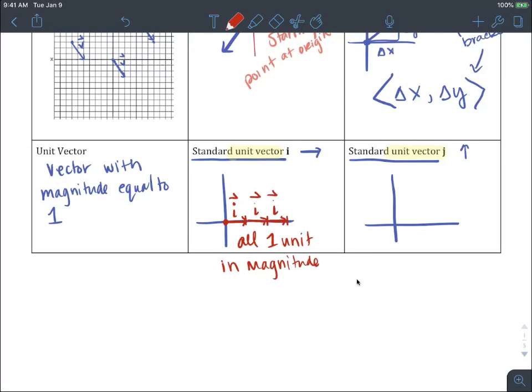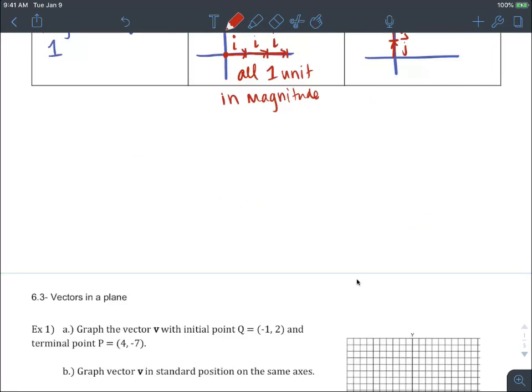Okay. The j vector goes straight up. So 1 j vector would be like that. Another j vector. Another j vector. Okay, so that's the positive j vector and the positive i vector. Let's do a couple examples now.